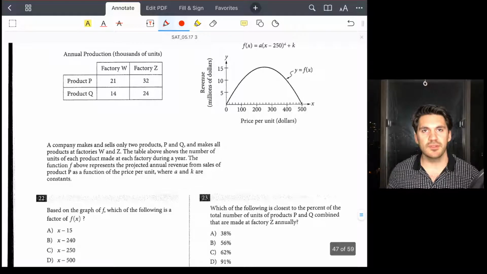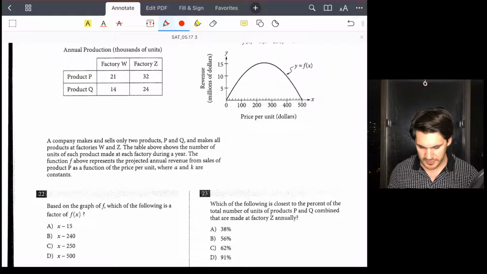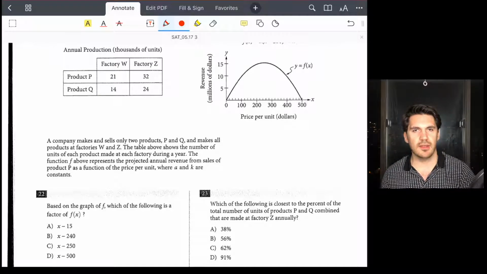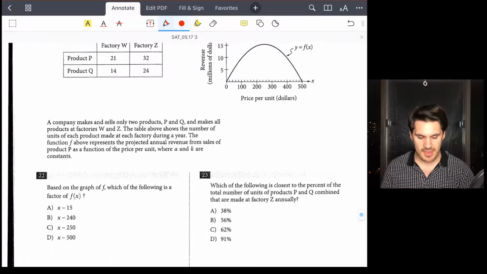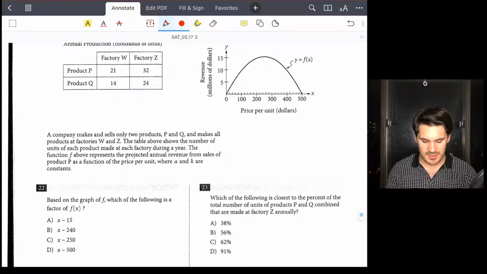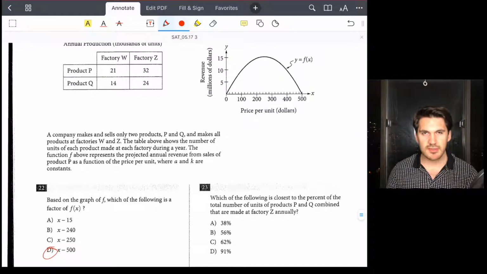Okay, number 22. Number 22 on the surface looks a little hard, but it's not so bad. Let me start with the answer, and then I'll show you an example of how we would get that. So the answer should be D, x minus 500. And here's how we get it.